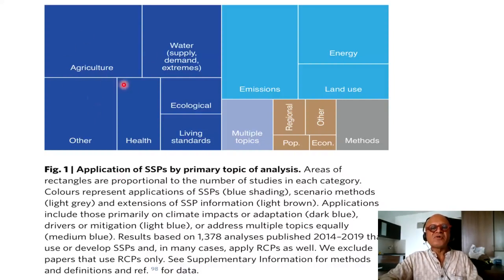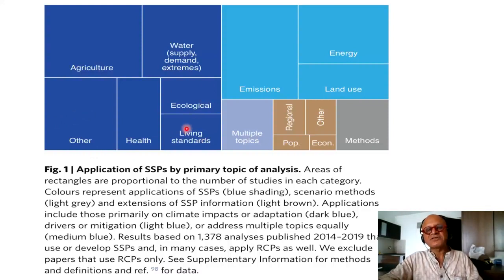So a fair number of agricultural applications. Keep track of these color codings, so I won't bother with it. Water, so supply, demand, and extremes. So the climate impacts are coming in through extremes there as well, and socioeconomics play into supply and demand. Other, which includes various other applications, which could be fisheries, biodiversity, and so on. Health has had a fair number. Ecological, so maybe biodiversity is included here and not here.